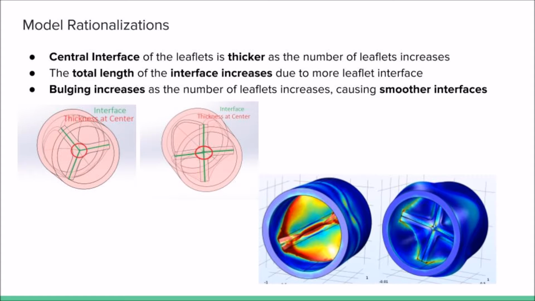Due to fixed leaflet thickness, as there are more leaflets, the thickness at the central interface of the leaflets increases, which may result in a better distribution of the stress. Second, the length of the interfaces for heart valves increases with the number of leaflets. That is, the amount of contact between the leaflets and each other and the leaflets and the wall is greater. Since the maximal stress distributions are concentrated at these interfaces, this may result in better distribution of the stress as well. Finally, the smaller distance between the leaflets as the number of leaflets increases allows more exaggerated bulging, which causes the interfaces to be less discontinuous, which results in better contact and lower stress.